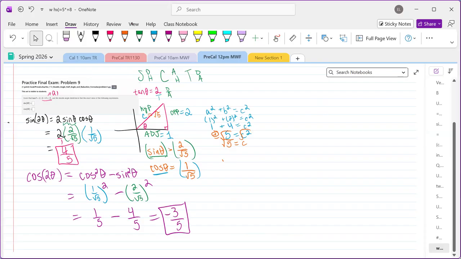So our cosine here ended up being negative, but the formula produced that negative for us. So we didn't have to think about what quadrant 2 theta ends up in, or whether it should be positive or negative. The formula just took care of that for us. So what questions do y'all have on how number 9 shook out?